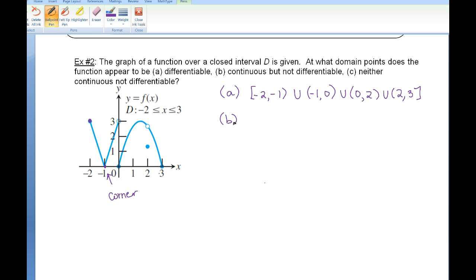So where is it continuous but not differentiable? I pointed it out, at -1 and 2. Are you sure about that? Is it continuous at 2? Yes, there's a removable discontinuity here. Oh right, I lied. Continuous at 0? Okay. Where is it neither continuous nor differentiable? 0 and 2.